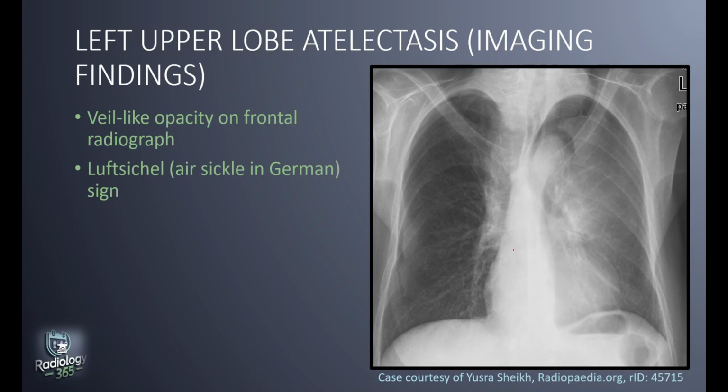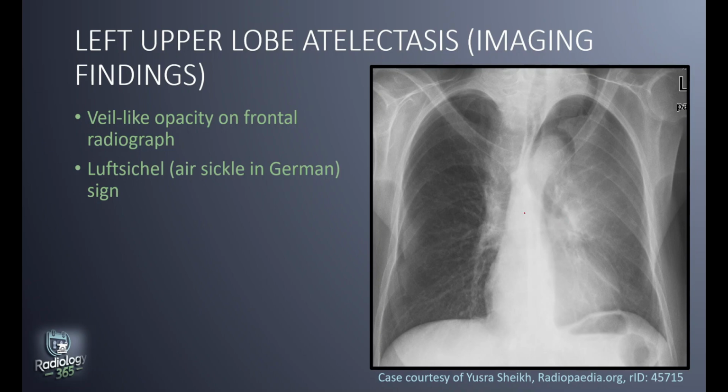And this sign is a crescent of air seen on the frontal radiograph, which represents the interface between the aorta and the hyperexpanded superior segment of the lower lobe. But you shouldn't expect to see this all the time. It's not always present. So let's dive into our image and see if we can see these things.